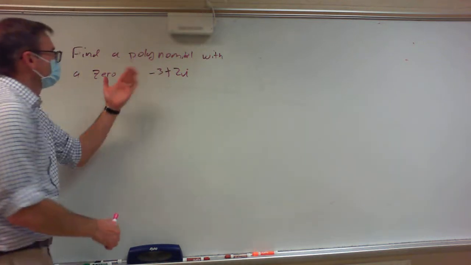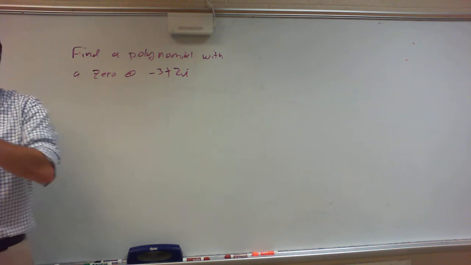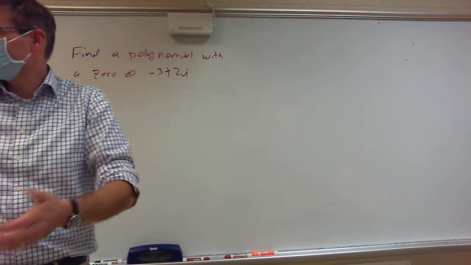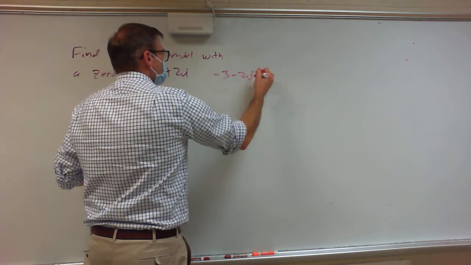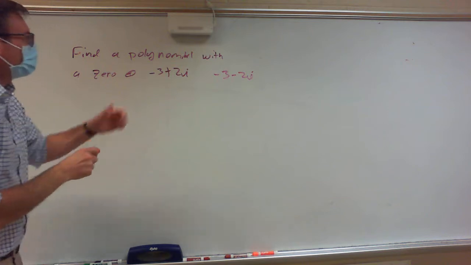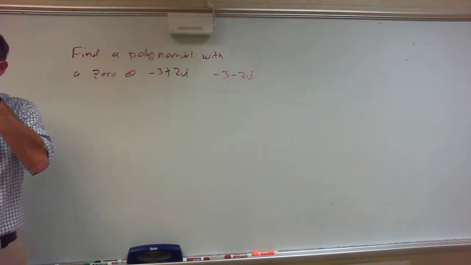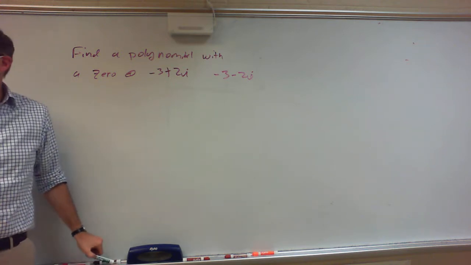All right. So if I want a polynomial that has negative 3 plus 2i as a zero, what else is going to be a zero? Negative 3 minus 2i. Everybody okay with that? So then we're going to get negative 3 minus 2i. Now, if these are zeros, how do you come up with the factors? Yeah, you do x minus both of those. You do x minus, right?